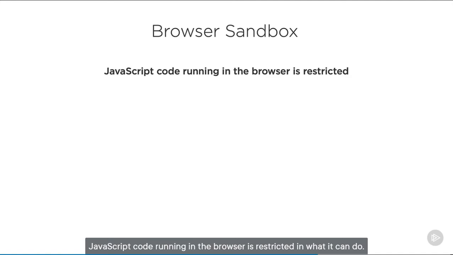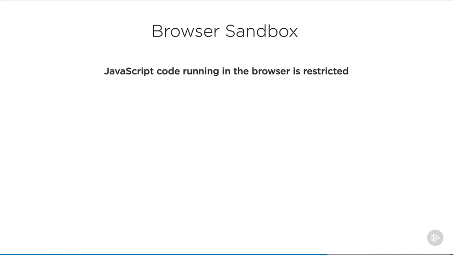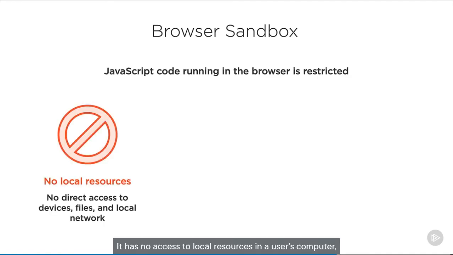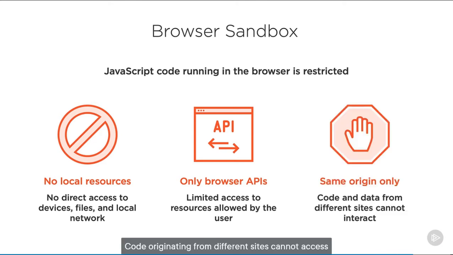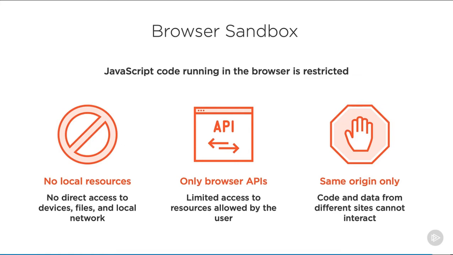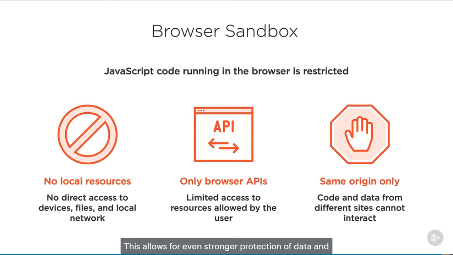JavaScript code running in the browser is restricted in what it can do. It has no access to local resources on user's computer, and this applies to devices such as webcams or microphones, the file system, and the local network. The code can use those resources only using very limited browser APIs. This allows the browser to minimize the attack surface and ask the user for explicit consent for using those resources. Code originating from different sites cannot access each other's data and functionality. This allows for even stronger protection of data and code execution within the browser.